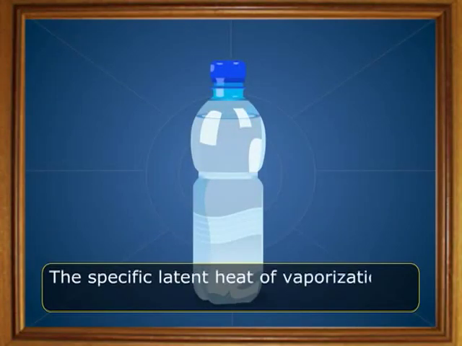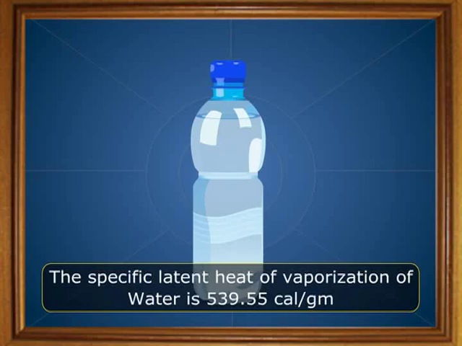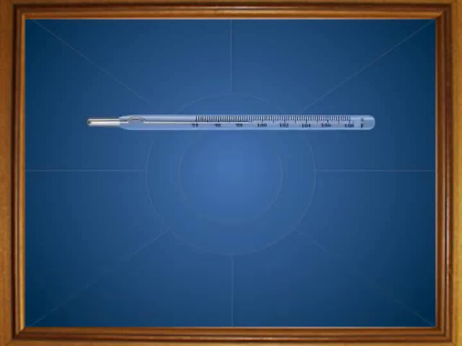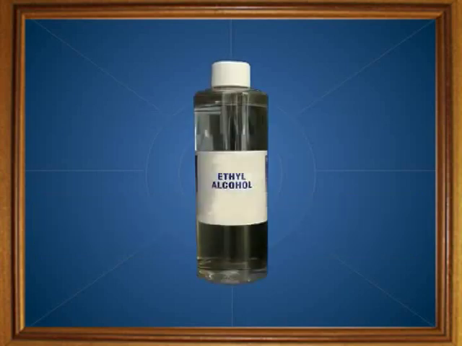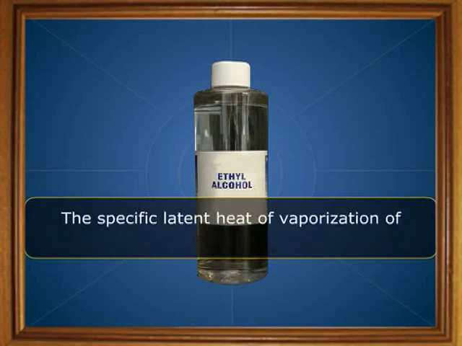Now, look at the various values of specific latent heat of vaporization and specific latent heat of fusion for certain substances in calorie per gram units. The specific latent heat of vaporization of water is 539.55 calories per gram. The specific latent heat of vaporization of mercury is 70 calories per gram. The specific latent heat of vaporization of ethyl alcohol is 204 calories per gram.